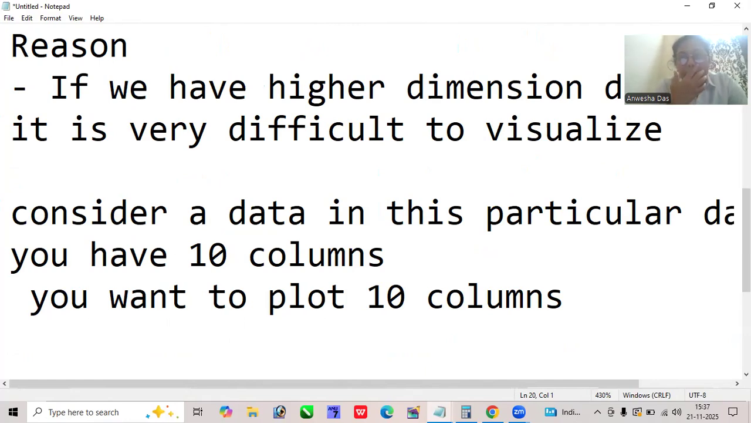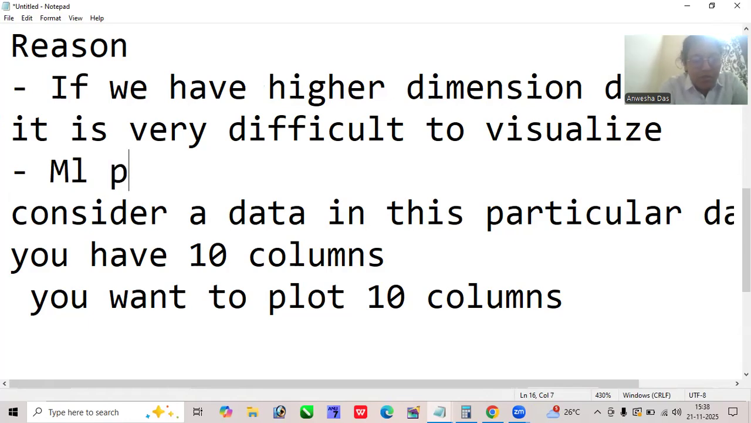We can see up to 3D. We can manage up to 3D. But beyond 3D, we can't see. So if I want to visualize the 10 columns data, it is not at all visible. Okay. What is the second reason, guys?